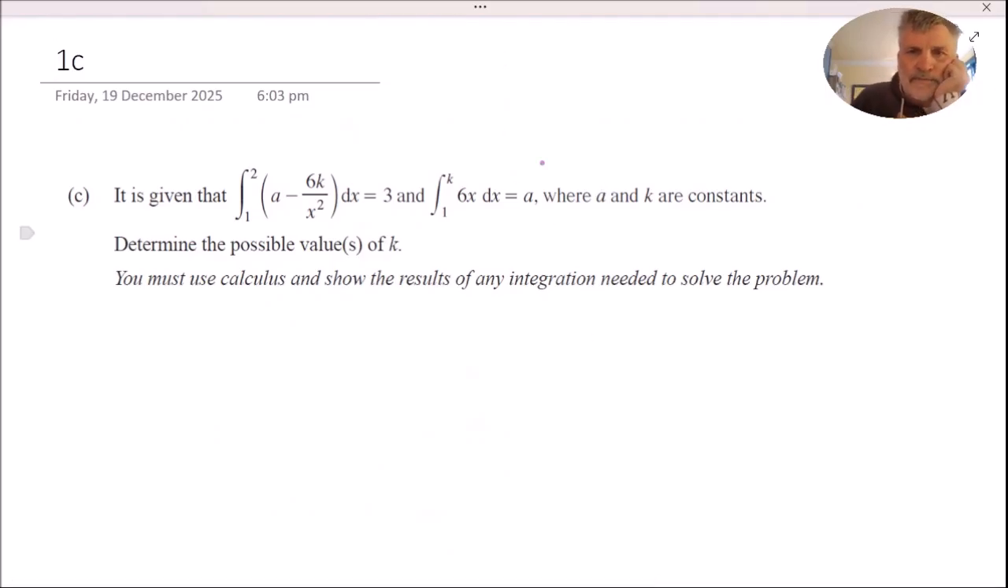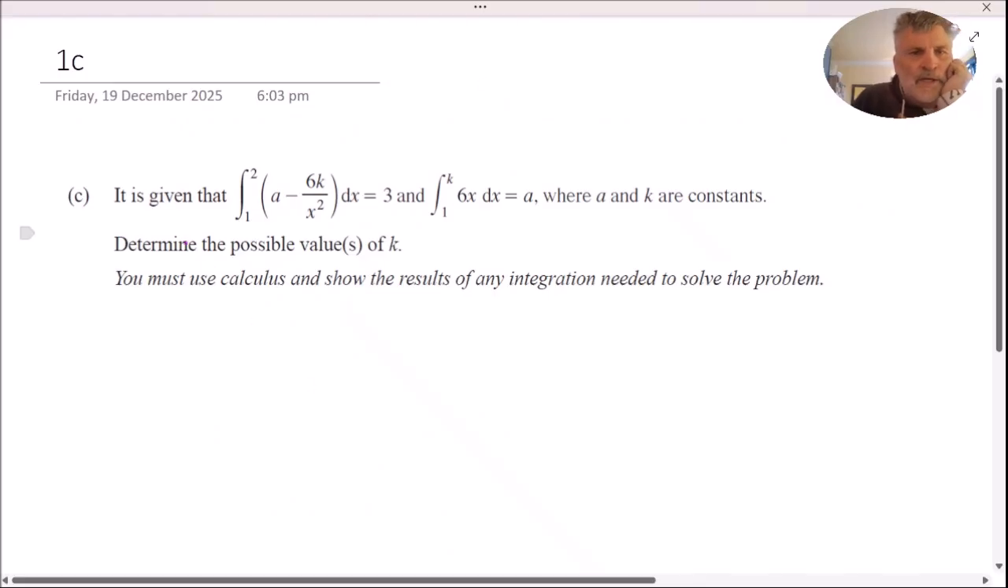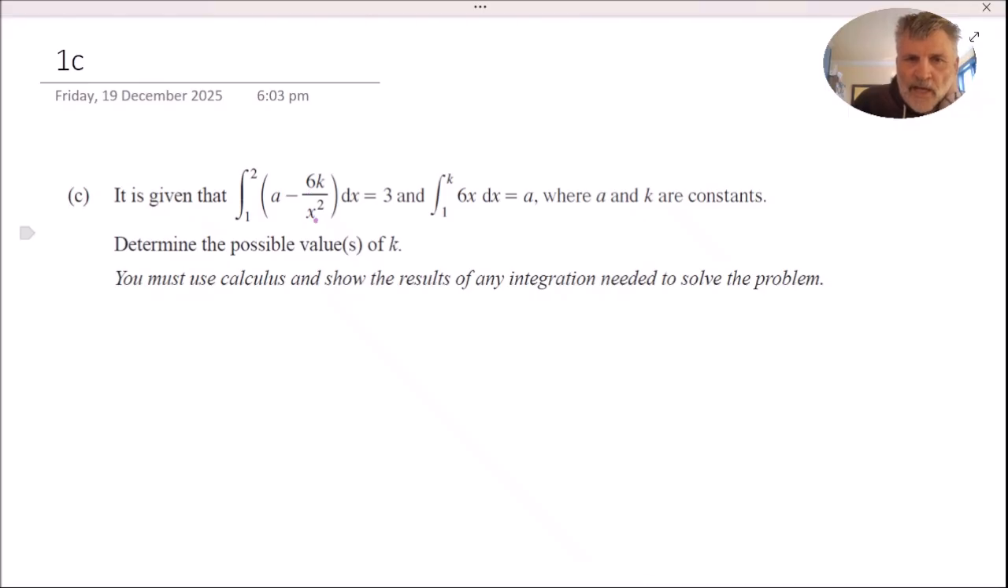Part C. It is given that some integral involving a and k and x squared, x is the variable, is equal to 3, and another integral that involves k and a, there's an equation with that, determine the possible values of k. So what we need to do here is just, these are definite integrals, we need to do the integrations and get equations and then see what that means for k.